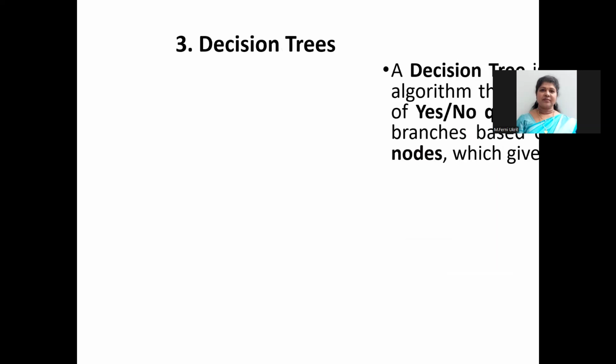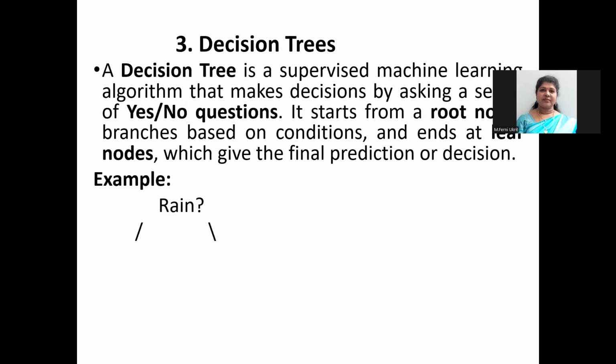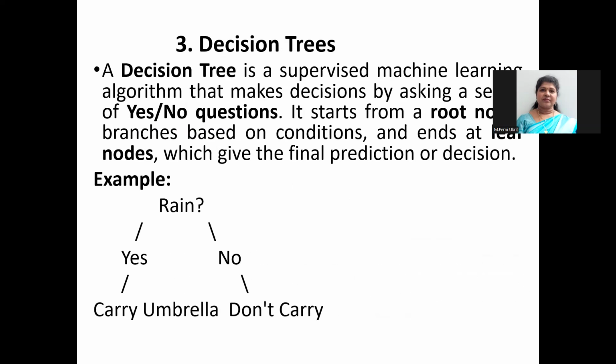Next comes the decision tree. A decision tree is a supervised machine learning algorithm which will make decisions by asking a series of yes or no questions. It starts from the root node and ends at the leaf node. So finally, the leaf node will give us the prediction or decision.